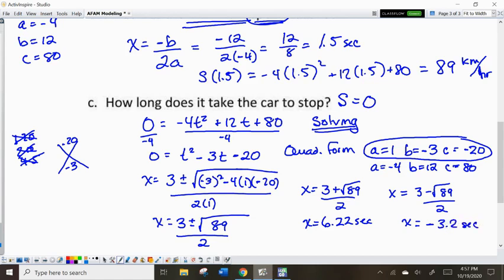Now, obviously, we can't go back in time. This is what we would call an unreasonable answer in the context of the problem. So we want to eliminate that. We don't want to tell anyone that we went back in time to stop our car. The only good answer in this context, in this problem, is 6.22 seconds to stop the car.